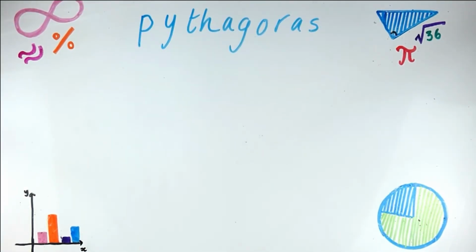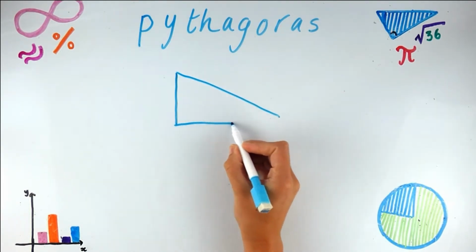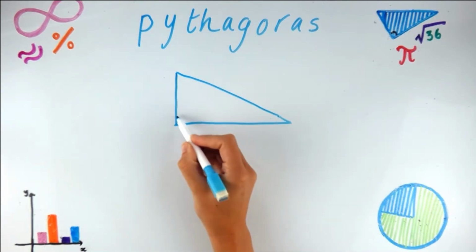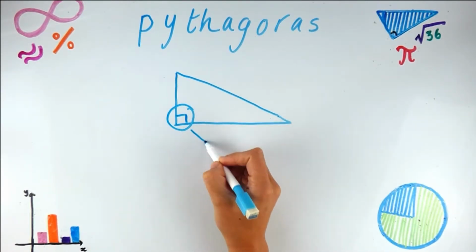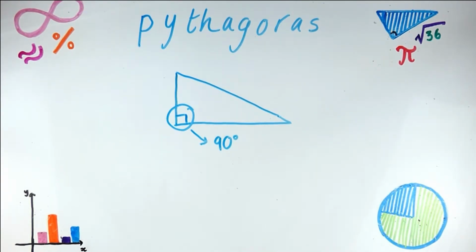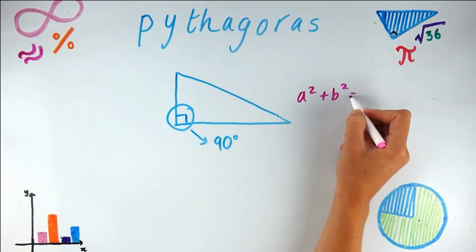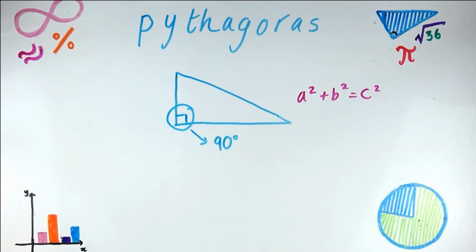This topic is Pythagoras, and the first thing we need to note about Pythagoras is that it is regarding right-angled triangles. So that's where we have this symbol here which shows us a 90-degree right-angled triangle. The formula for Pythagoras is a squared plus b squared equals c squared.